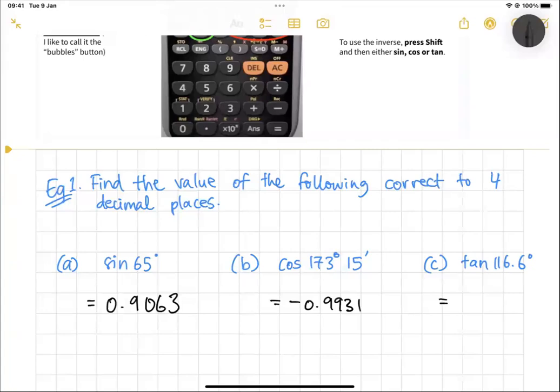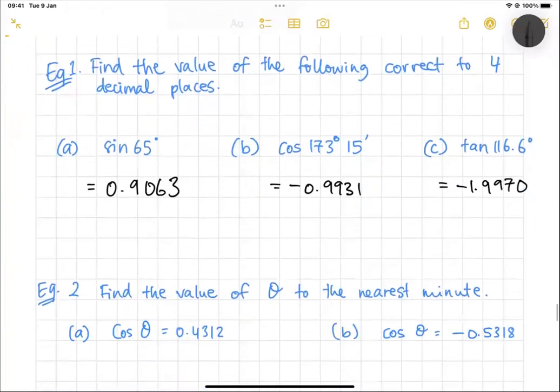Let's do tan 116.6 degrees, same thing. Press tan, 116.6, and then press the bubbles button, press equal, and you should get negative 1.997. There you go. Okay, that's example 1.